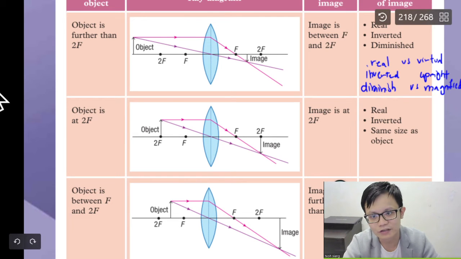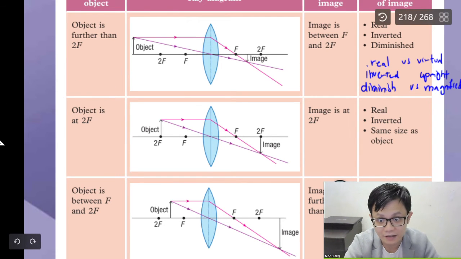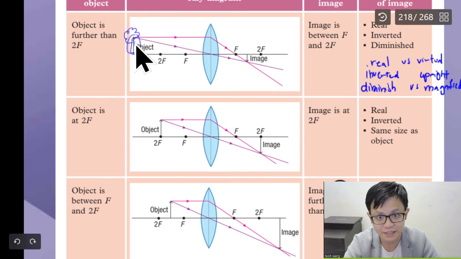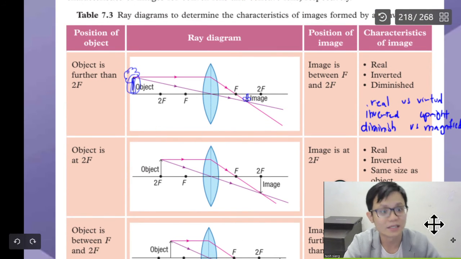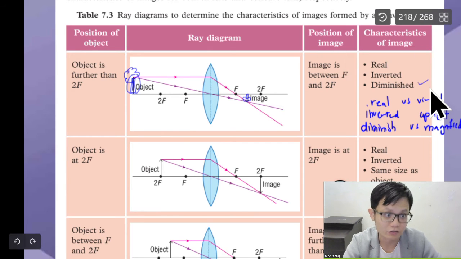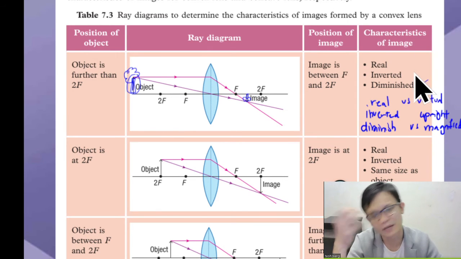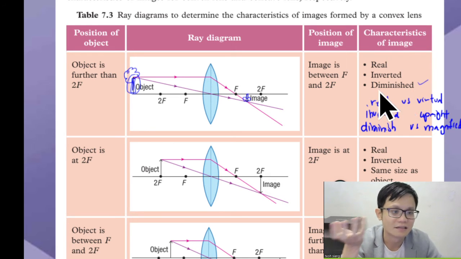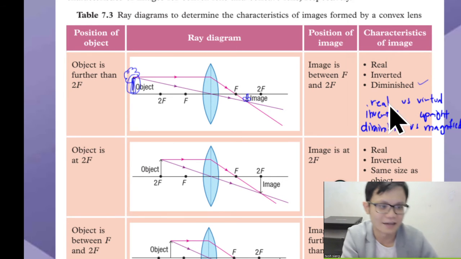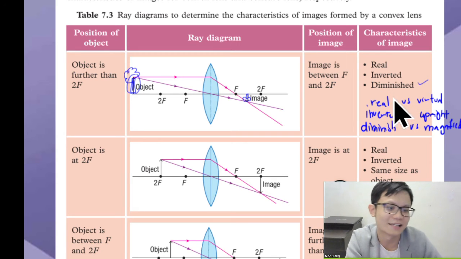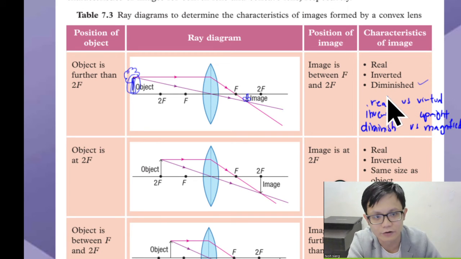First we look at how to read it. Can you see the image is smaller? You see the object so big. Let's say this is a tree. I draw a tree here. This object is a tree. But eventually you get the tree image, but the tree is smaller. So I can say that the image is diminished. Some books use smaller, but the English word is better, so just say diminished. The textbook already says diminished means smaller.